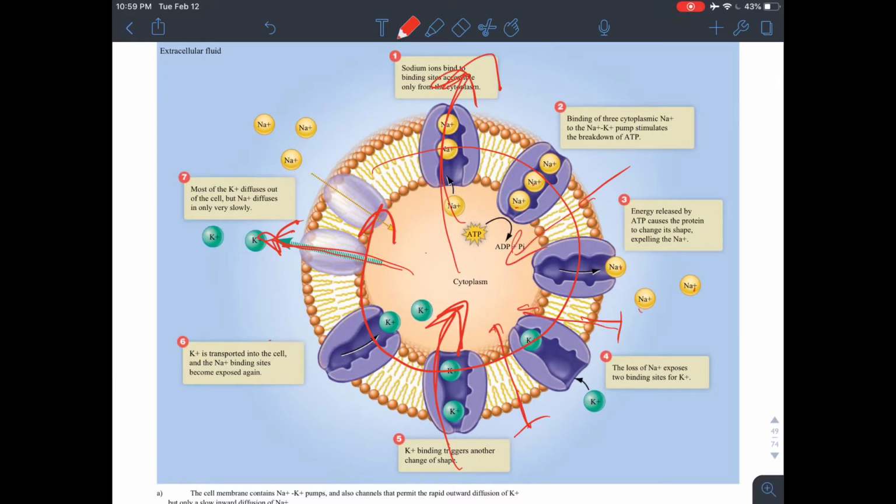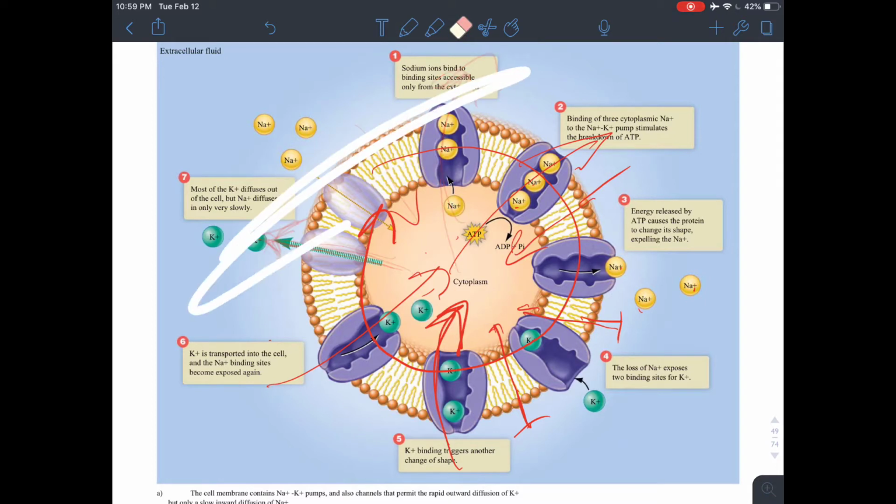There's sodium that's coming in, there's potassium that's going out, but the idea is that this potassium is leaking across faster than the sodium, and so we've got to pump some of this sodium across in order to bring potassium back in and keep it balanced. So it's kind of a messy thing.